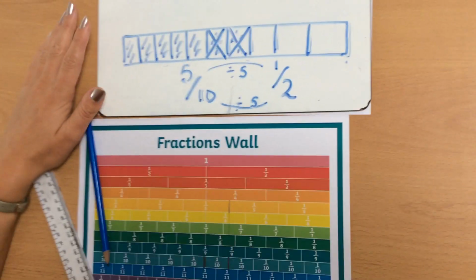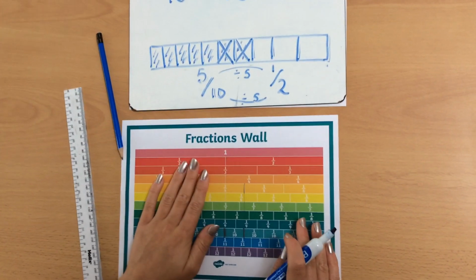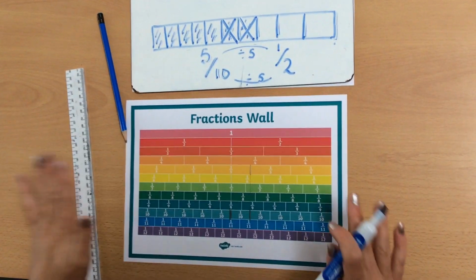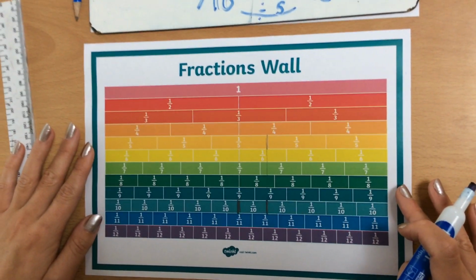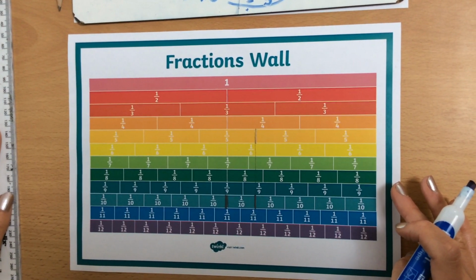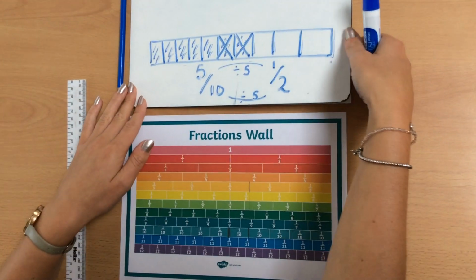So there you go, year 2. Not year 2s, you're not year 2s, year 3s. If you need some help with the simplifying, get a fraction wall or pause it here so you can have a look at this fraction wall here. Make sure you get your ruler. So pause it here. And then you can use this to help you with your simplifying today.